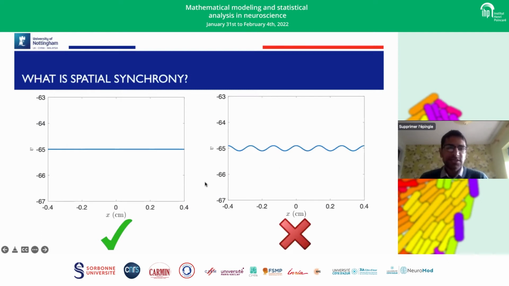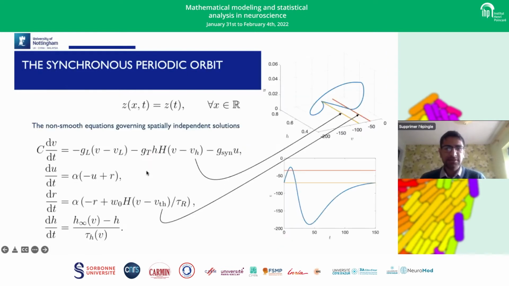In order to understand what's going on here, we're going to take a step back and consider one of the simplest solutions that we can think of to this model. And that is, in one dimension, spatial synchrony. The kind of thing here on the left, where the activity through all of space is behaving in the same way.